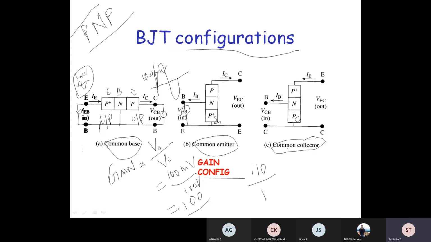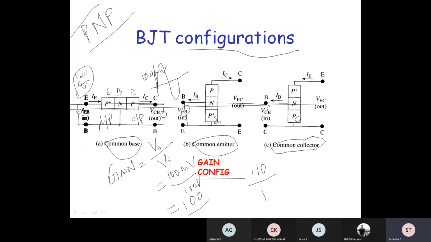And in common collector configuration, you can feed the input between collector and base. If you feed the input between collector and base, naturally current will flow, and we can take the output across emitter and collector. It's one kind of common collector configuration. Here also, if the input voltage is 1 volt, the output may be some 100 volt or 200 volt, whatever it may be, and accordingly we get the gain. What I'm trying to say is that these are the different configurations of BJT, different ways of connecting the terminals of bipolar junction transistors.